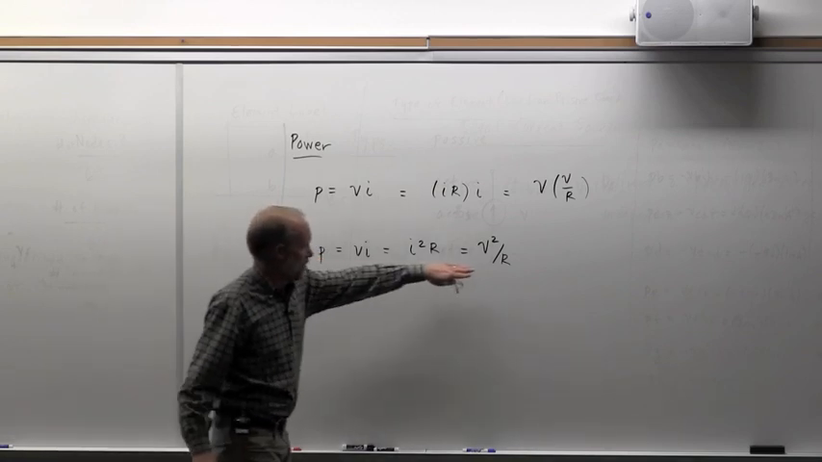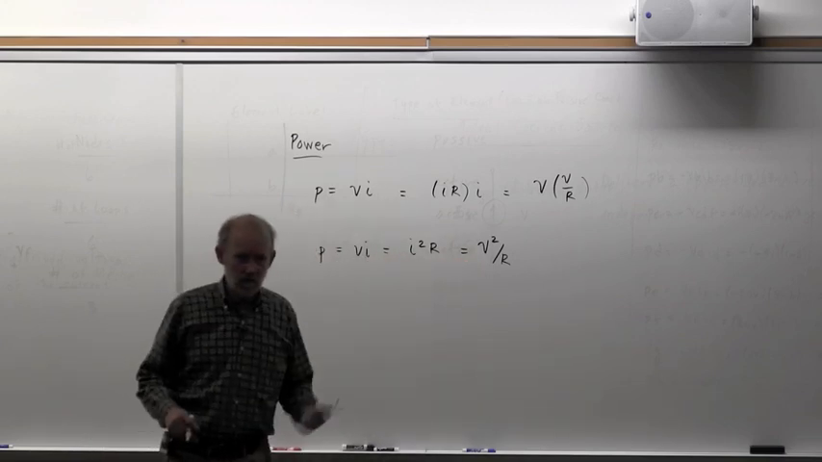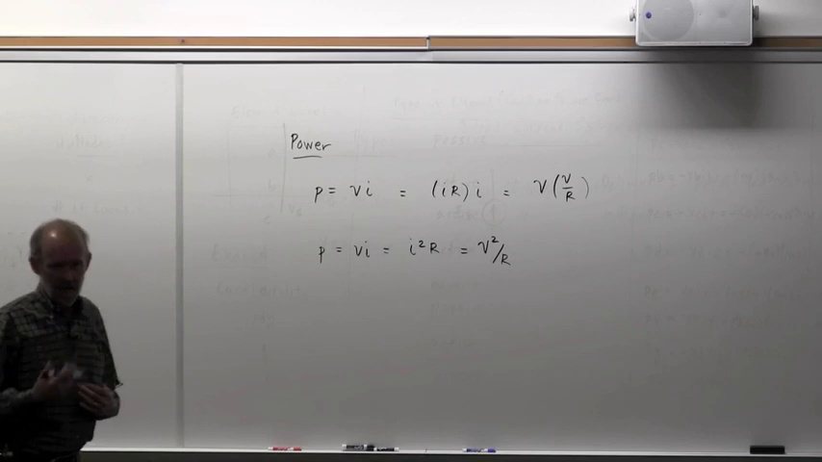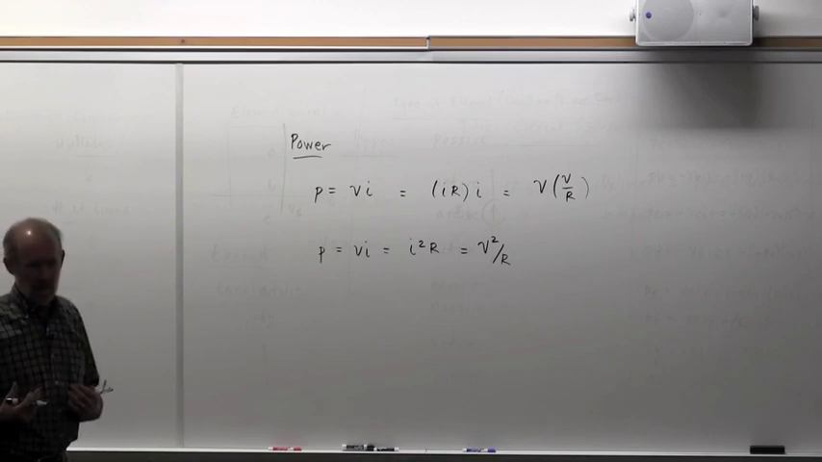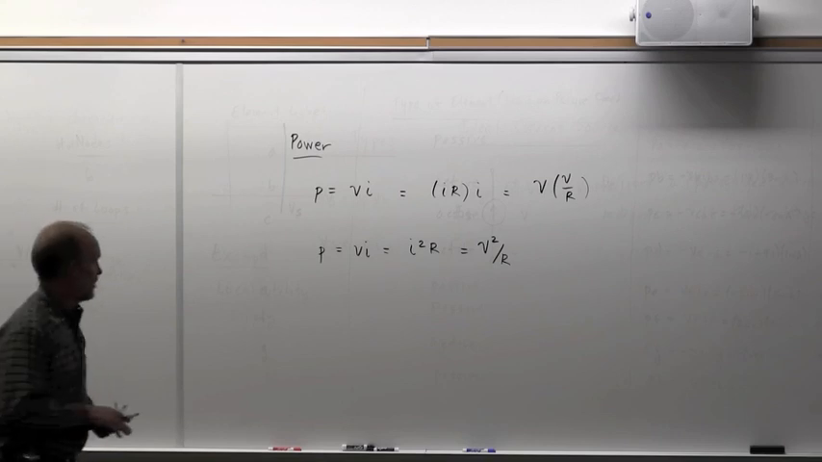This is also a reminder, since you're squaring the current and squaring the voltage in those latter two forms, that number will always be positive. So that's an indication that a resistor will always absorb power. So you can see that passive sign convention at work again.